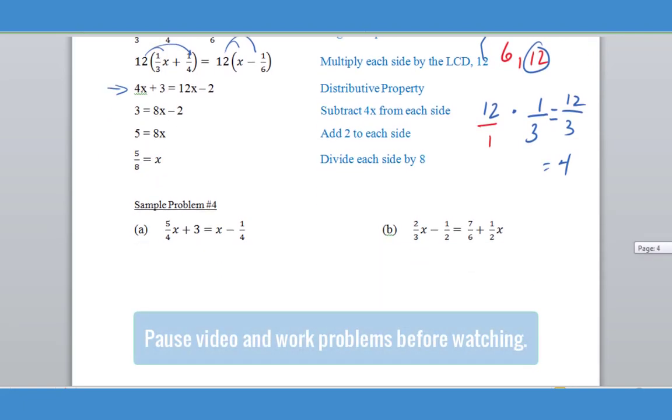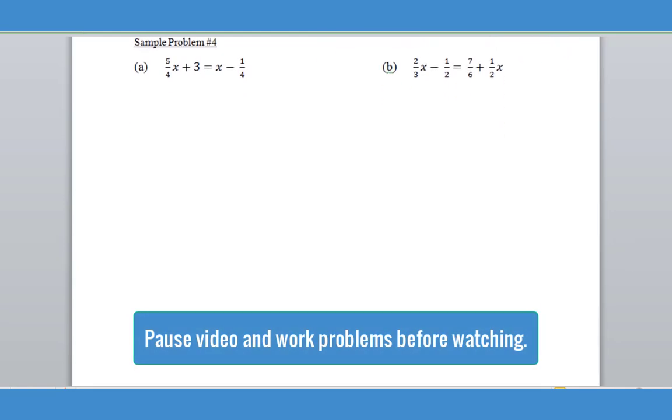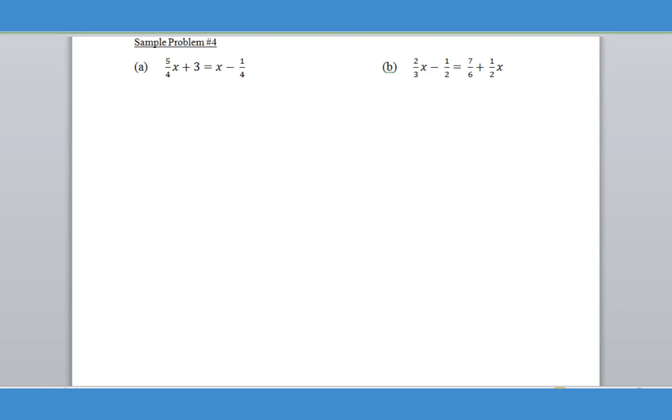So, go ahead at this time for sample problem number 4 and see if you can use LCDs, least common denominators, to help clear the fractions and make these easier equations to work.